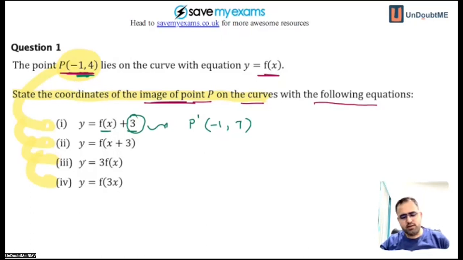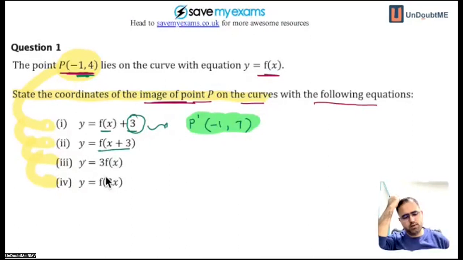Everyone, is it clear? Yes, it's clear. So I hope the word image is clear. Image literally doesn't mean the mirror image. Image means this is also an image only, just a new point. f(x + 3)? What type of transformation is this?